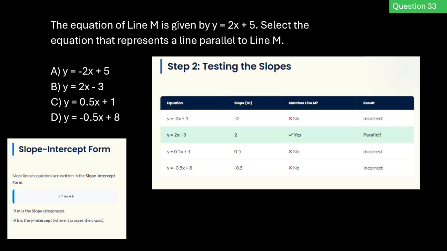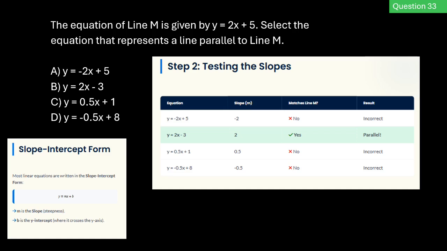Because the question asks us to identify a line that is parallel to line M, our target slope requirement is simple. We're hunting for a line that also has a slope of exactly 2. Now, we don't need to change signs and we don't need to flip any fractions. We just need to find an equation where m is equal to 2. The y-intercept, on the other hand, can be any number other than 5. Because if it were also 5, it would be the exact same line, not a parallel line running alongside it.